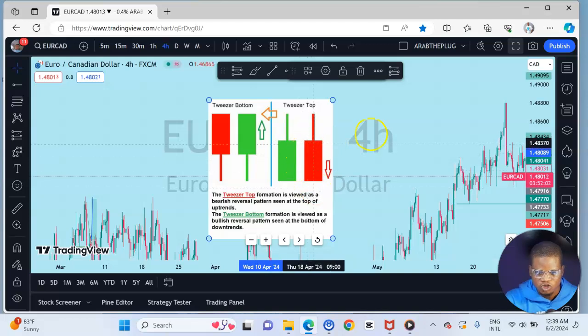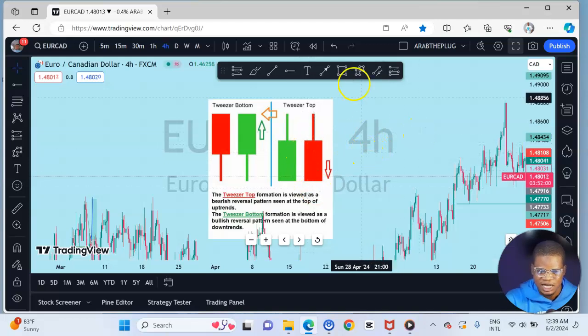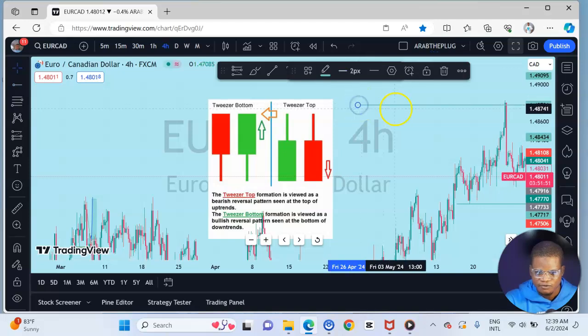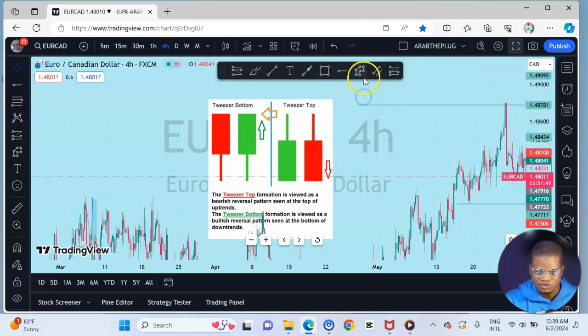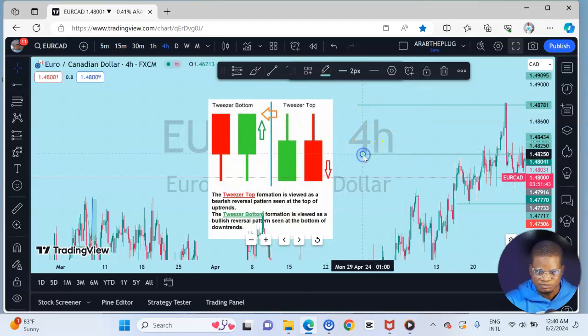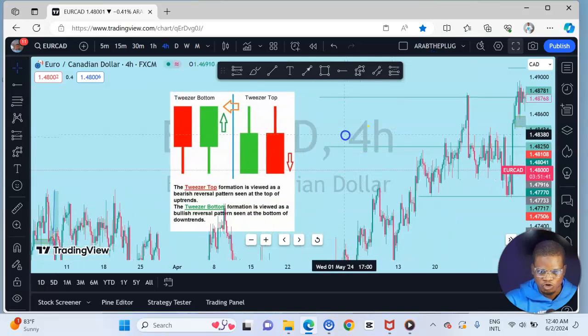So for tweezer top, you always spot them at areas of resistance. When the market hits a resistance and you see a tweezer form at the resistance, be rest assured that the market is likely going to drop. And when you see tweezer bottom at the support, be rest assured that the market is likely going to start going up. So that is how to trade tweezer.